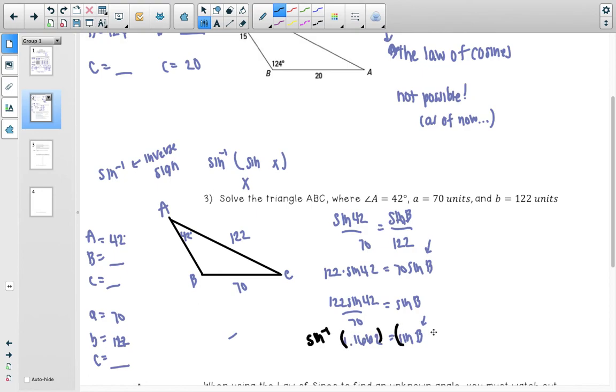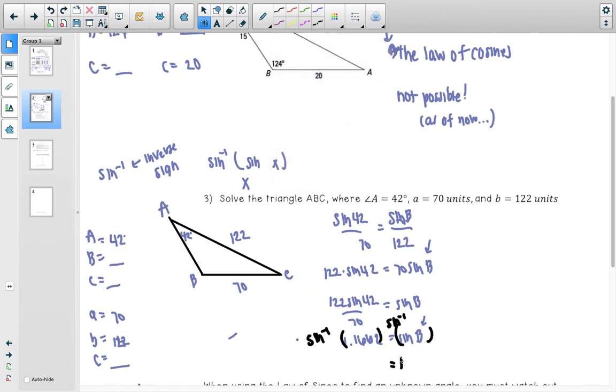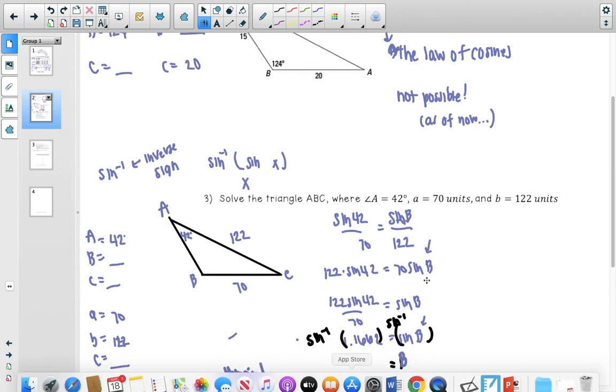And yes, we're going to run into an issue. Not my best notes, but it's okay. When you do that, let me go back to that fun color. There we go. Okay. You get B, which is what you're trying to find, and you're going to type this into your calculator. So we do inverse sine of 1.1662, and you get a domain error, okay? Domain error.